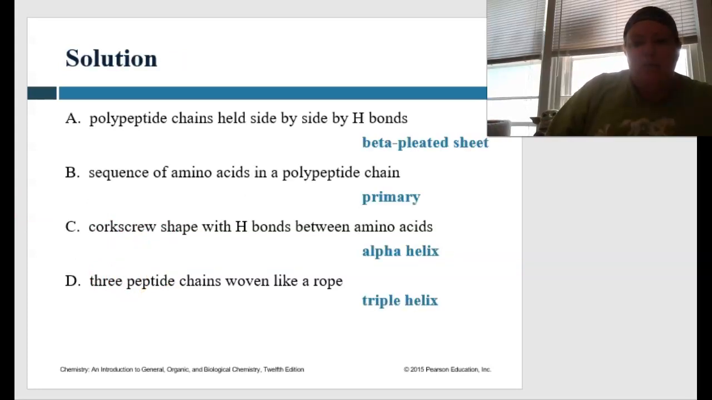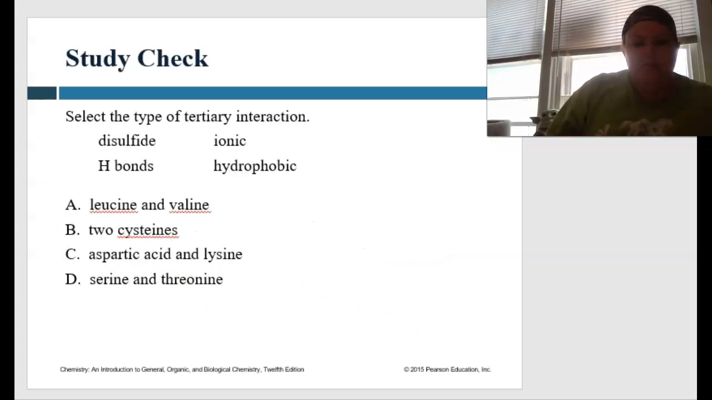All right, so a polypeptide chain held together by the H bonds, that's going to be the beta pleated sheets. The sequence of amino acids, think of that pearl necklace strand, that would be your primary sequence. That corkscrew, that's going to be your alpha helix. And then with the 3 peptide chains, 3 would be triple. That would be your triple helix.